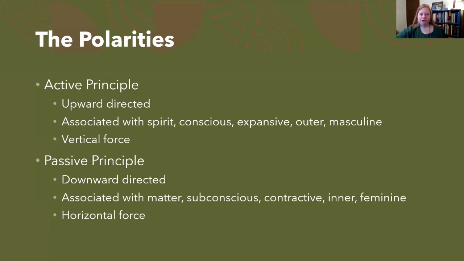In the Hermetic tradition, there is the active principle, which is considered to be upward directed. It's associated with such things as spirit, conscious, expansive, outer. It gets given the term masculine, which is simply a quality. It's not about the gender. I also say yang, but the spirit or conscious or the exterior components are associated with the active principle. It's also a vertical force, a force that is upward moving, or that is the full vertical scale of up and down.